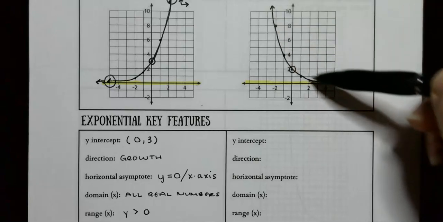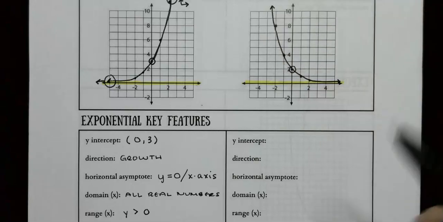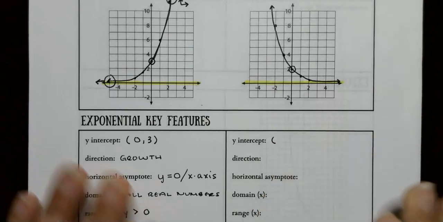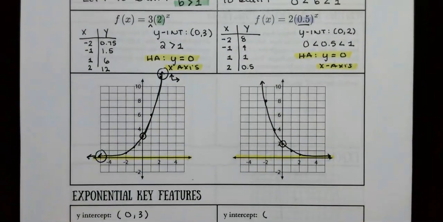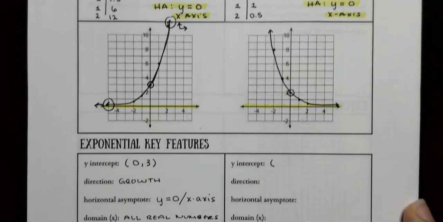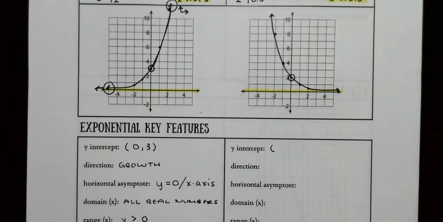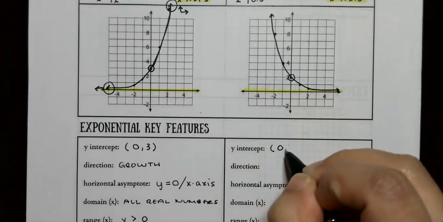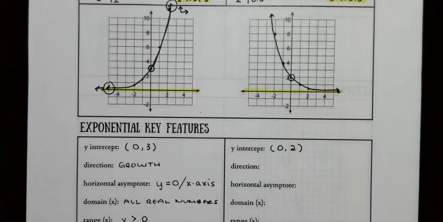Look at your graph, see where it crosses the y-axis. We can see that by the equation, so I'm going to show you the equation, there's a 2 right here in the front, which matches up with the 2 where the graph crosses the y-axis. So we're going to say 0, 2 is our y-intercept.